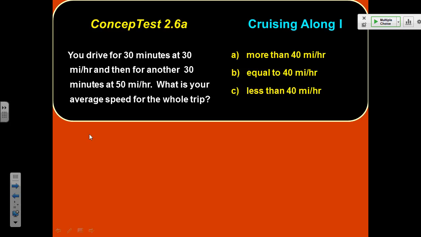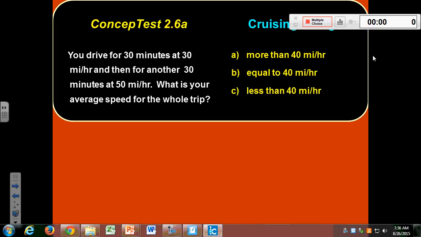And have we got an average speed yet? I forget. Did we cover average speed? We did. All right, let's try this one. This one's a little trickier. You drive for 30 minutes at 30 miles an hour, and then for 30 minutes at 50 miles an hour. What is your average speed for the whole trip? Remember, our average speed was the total distance divided by the total time. Is your average speed more than 40, equal to 40, or less than 40?